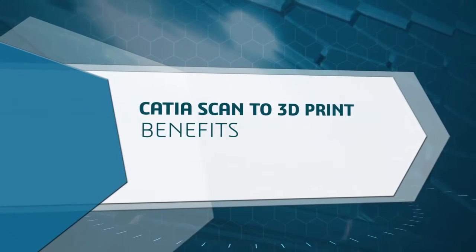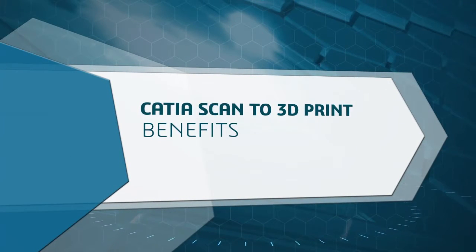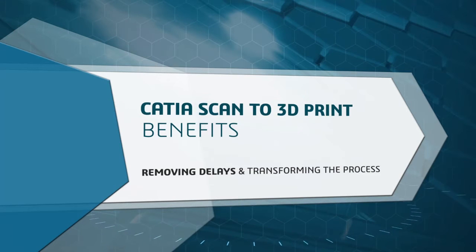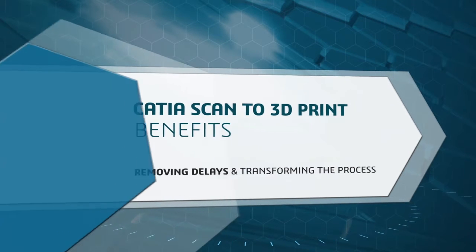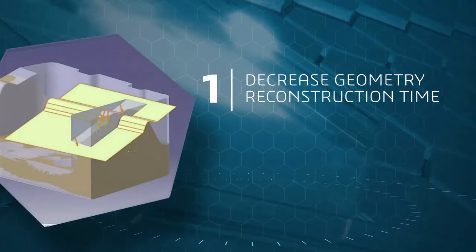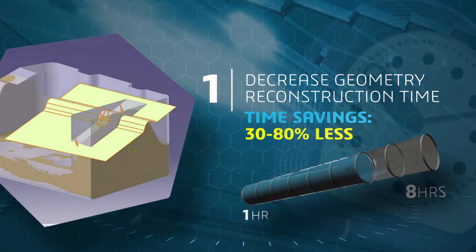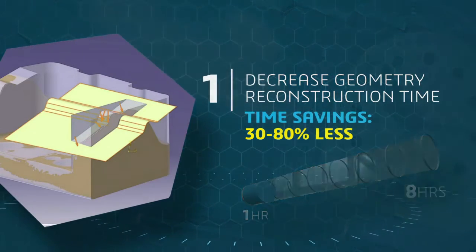Today, we're going to show you how CATIA's specialized scan to 3D print applications are addressing these challenges, removing delays and transforming the process. You'll see how to drastically decrease geometry reconstruction time. Users are reporting time savings of 30 to 80%.